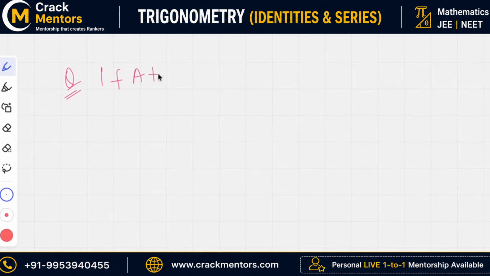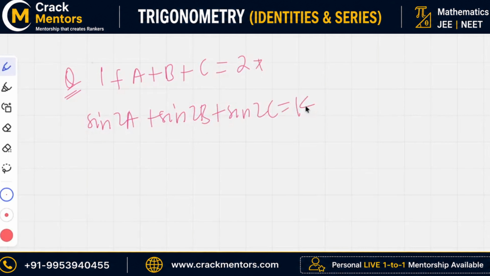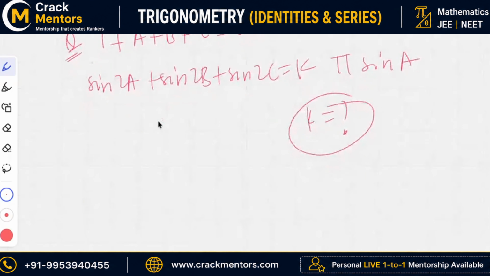Let's say we have a plus b plus c as 2 pi, and we know that sine 2a plus sine 2b plus sine 2c is k times sine a sine b sine c. So what is the value of k? Okay, let me solve.